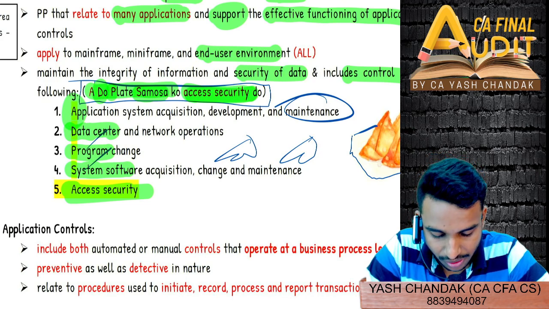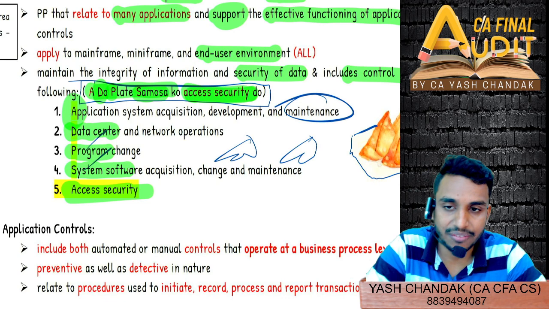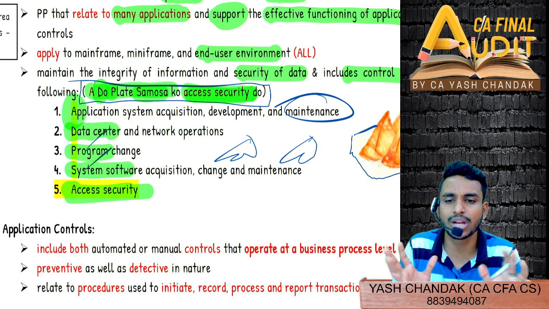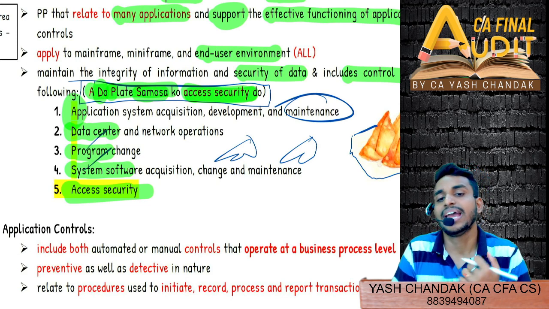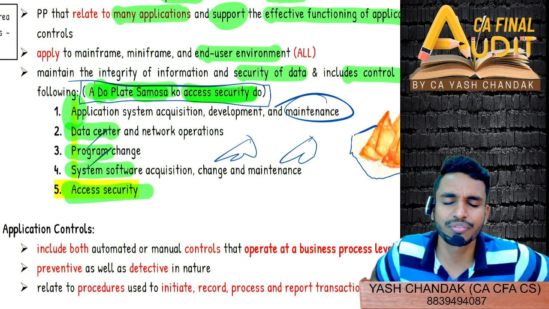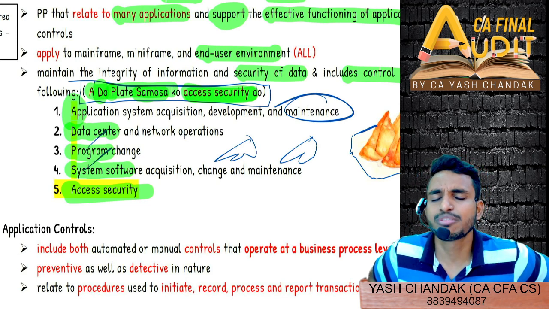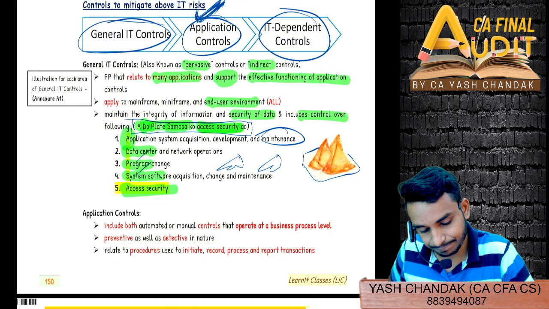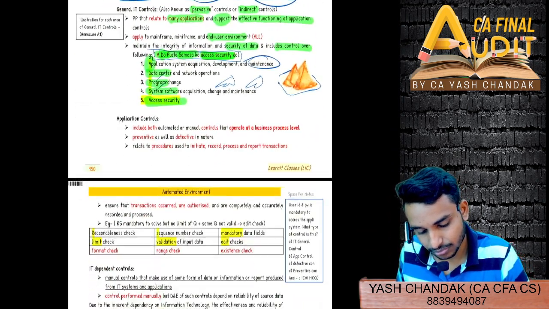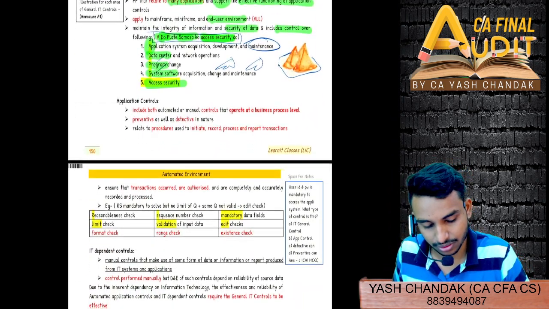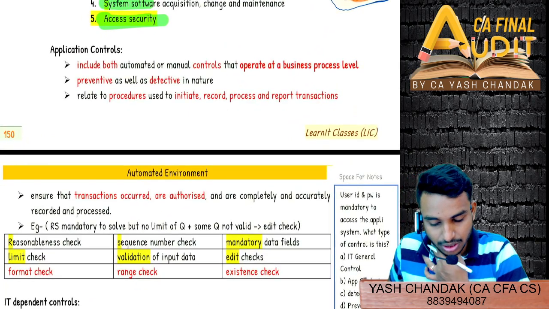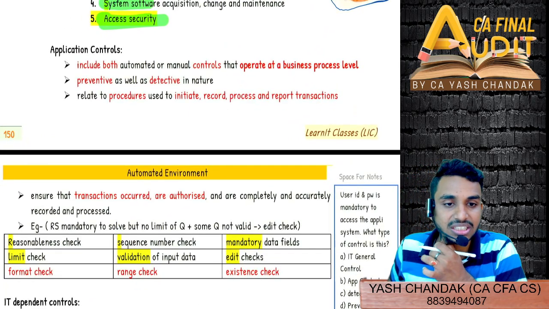ये 2 प्लेट समोसा का एक्सेस सिक्योरिटी चाहिए. सो एप्लीकेशन डेवलपमेंट, एक्विजिशन, मेंटेनेंस, एवरीथिंग, राइट? सो D for data changes, data program change, P for program changes, and then S for system security, system software updates, changes, maintenance, right? Acquisition, and lastly what, access security. General IT controls. Now comes what, application control.